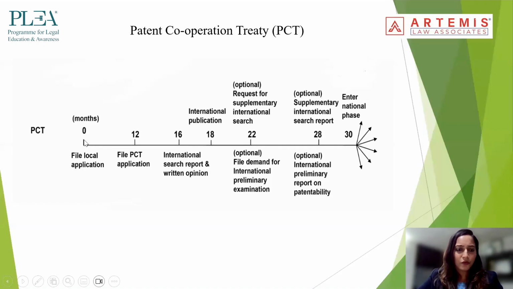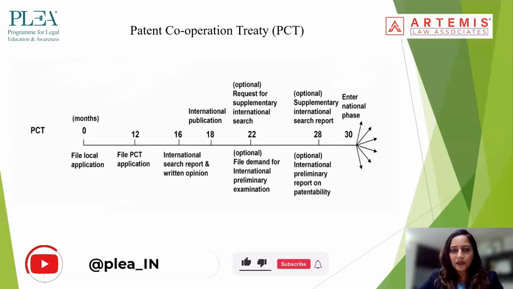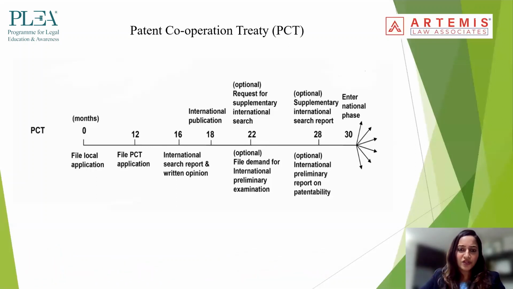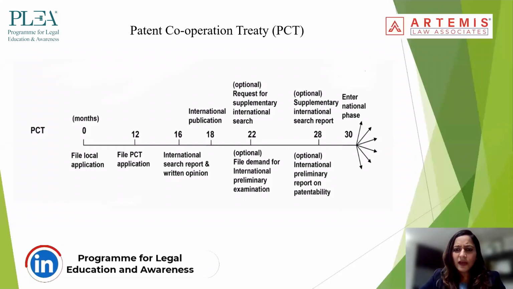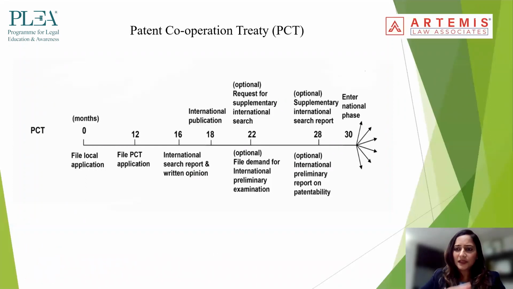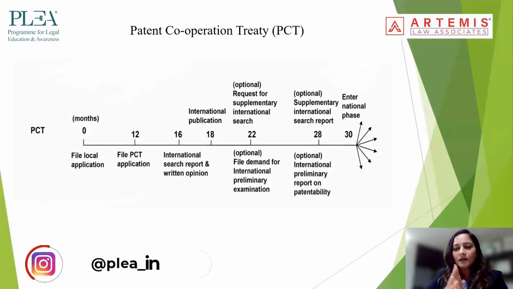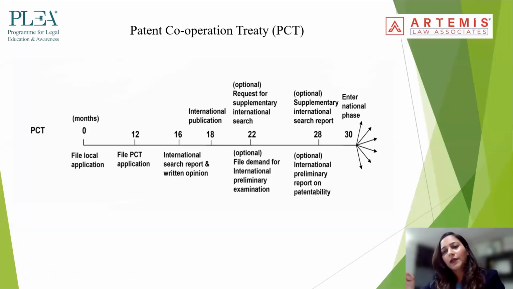and then within 18 months from the first filing date. So for example, if today you're filing in India, in 12 months you file a PCT, and within 18 months, say 1.5 years, you get the international publication. That means your patent has been published. And then in 22 months, you can request a supplementary international search. This is a very optional procedure. You can opt for it when you want to. And in 28 months, say 6 months after that, you will get the supplementary search report. So you request the search report, and then in 6 months you get it. And at the 30-month deadline, you need to enter the national phase.